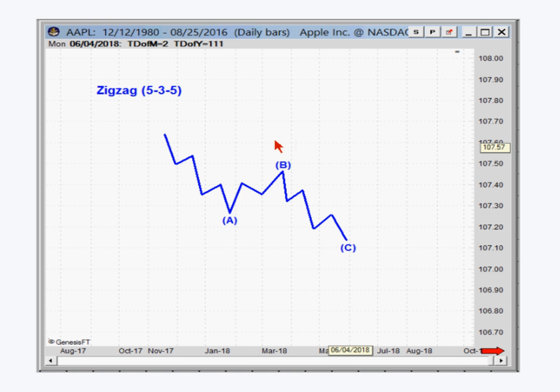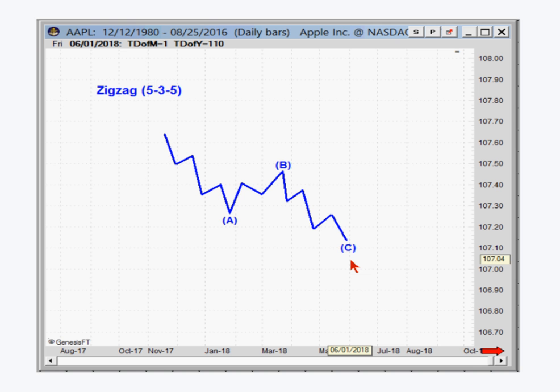And you'll also notice by the name, the zigzag, that's what this pattern is referred to. I have the notation of 5-3-5. Essentially what that means is that wave A subdivides into 5 waves, wave B subdivides into 3 waves, and wave C also subdivides into 5 waves.